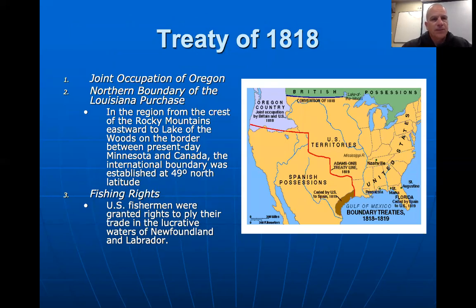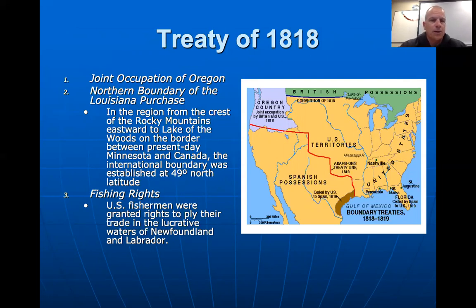Okay, again, we're going to shift gears and talk about the Treaty of 1818 that happened during this time. It was a treaty between the United States and Great Britain over boundaries. Here's basically what they decided. You could see this dealt with the area north of the Louisiana Purchase Territory, and what was a British Canadian possession, what was an American possession.